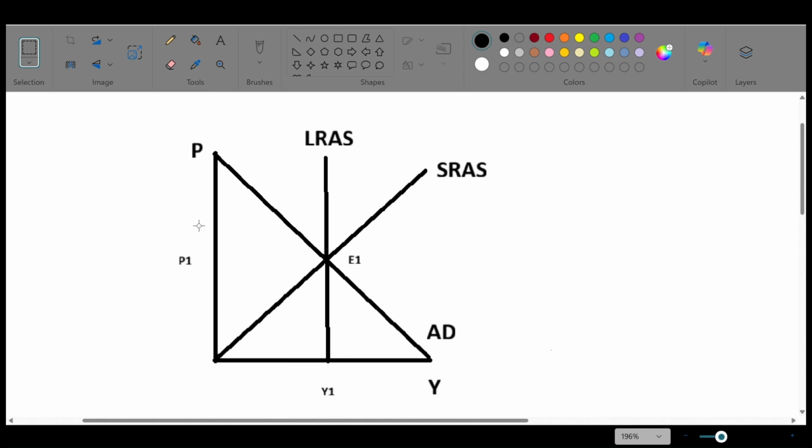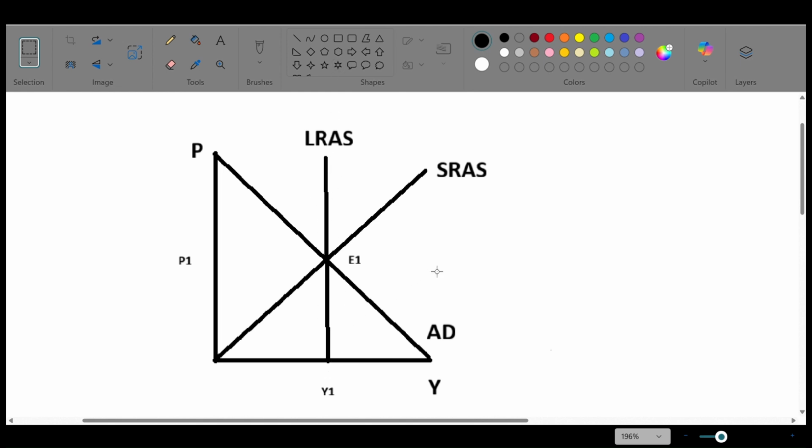On the horizontal axis, we have real output, often labeled as Y. And on the vertical axis, the price level, often labeled as P. We draw three curves: the aggregate demand curve, the short-run aggregate supply curve, and the long-run aggregate supply curve.